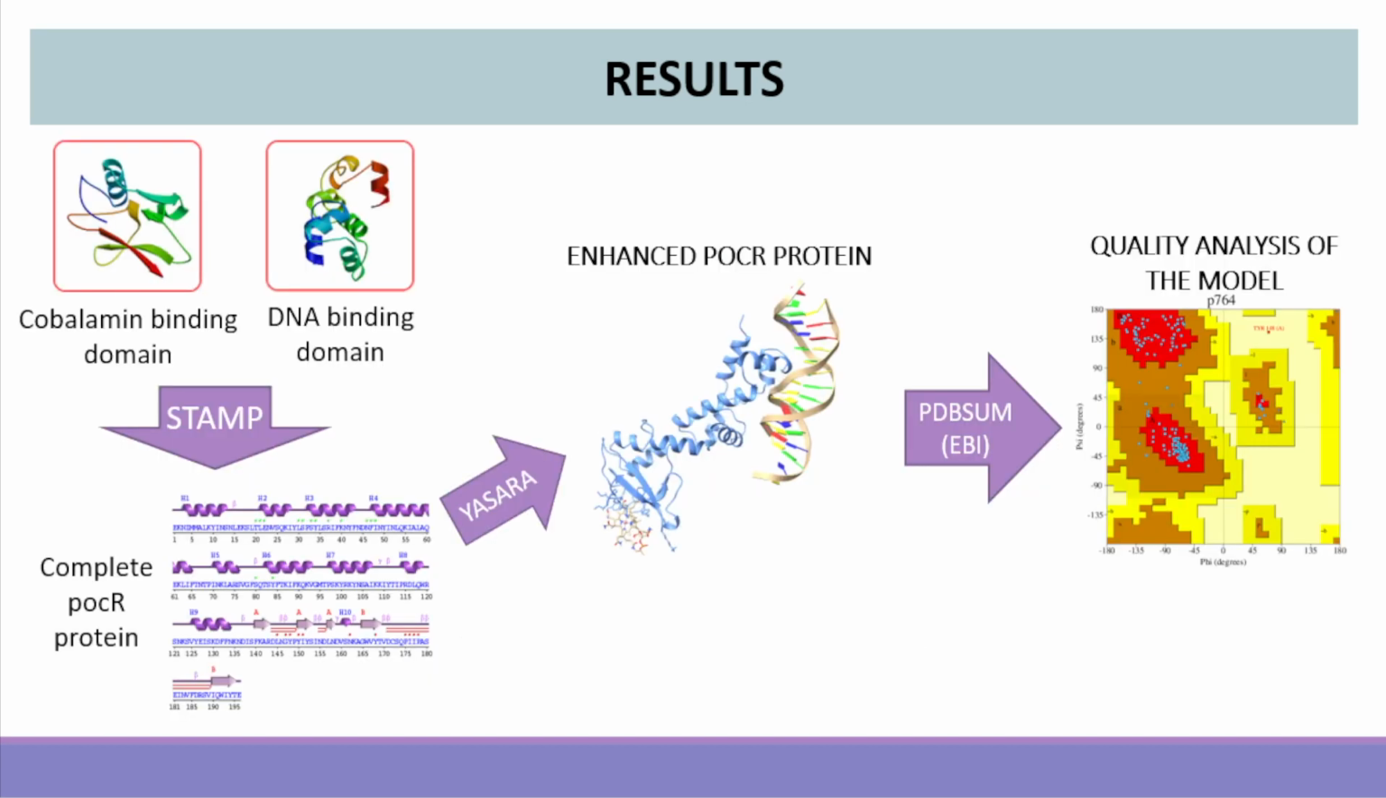For the homology modeling, from SWISS-MODEL we obtained that PocR has two domains, a cobalamin binding domain and a DNA binding domain. After structural alignment of both domains using the program STAMP, we obtained a complete PocR protein. Using JSARA, we obtained the enhanced and refined model of the protein and its interactions with DNA and cobalamin in its binding domains. After checking the quality of the model with the program PDBsum, we obtained that most of the amino acids of the model protein were in the red area, which is the favored area. This means that the distribution of the torsion angles in the protein structure is good.